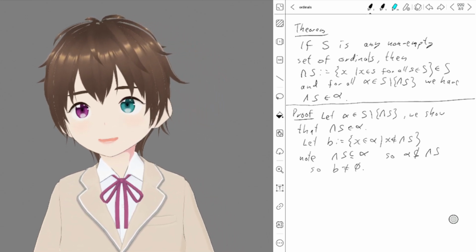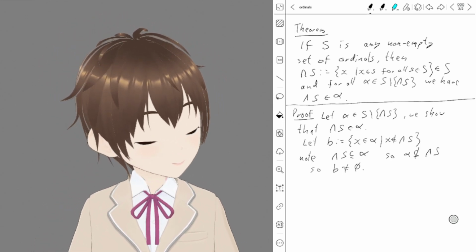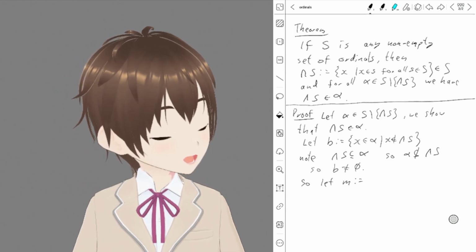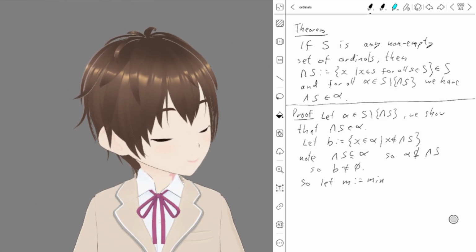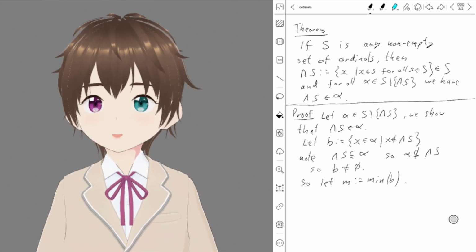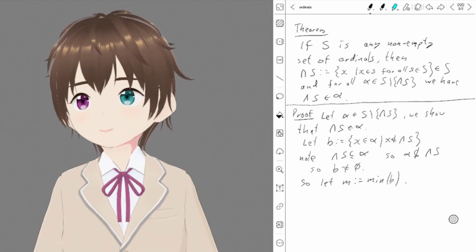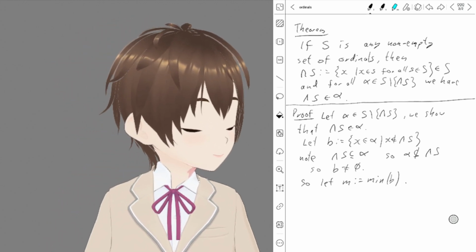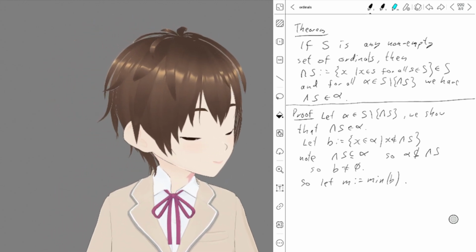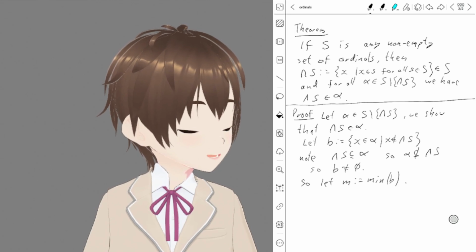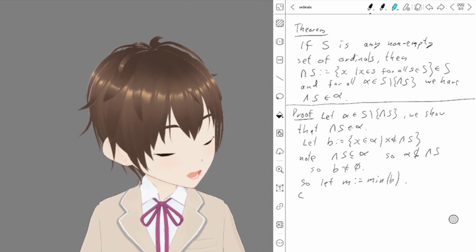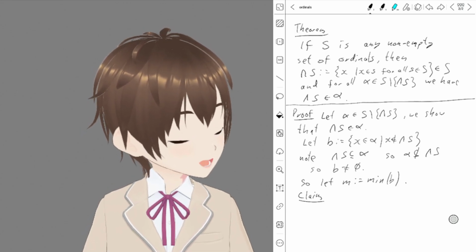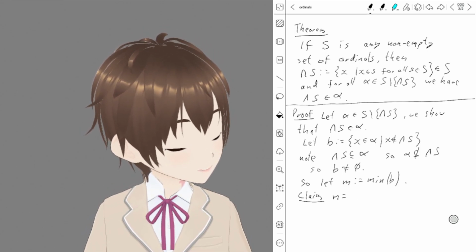Okay, so now B has the smallest element because it's a set of things in ordinal. So let M be defined to be the minimum value of B. This is well defined using the element of ordering on alpha, because B is a subset of alpha. Okay, and now I'm going to claim that M is equal to this intersection. So M is equal to the intersection of S.